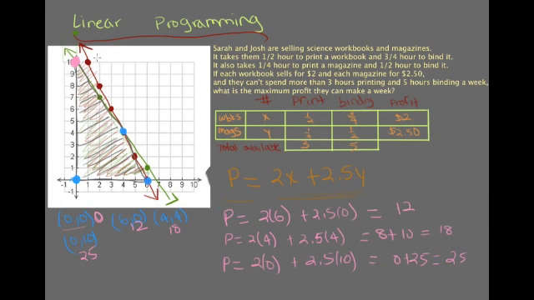So we know that our solution is 0, 10, which means that the maximum profit they can make is essentially $25 a week. And you would get that by printing 0 workbooks and 10 magazines. And that is how you use linear programming with a system of linear inequalities.